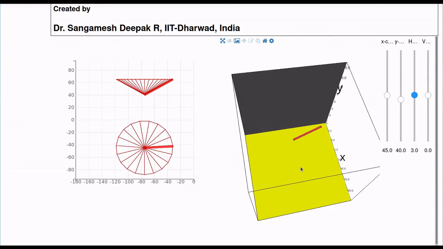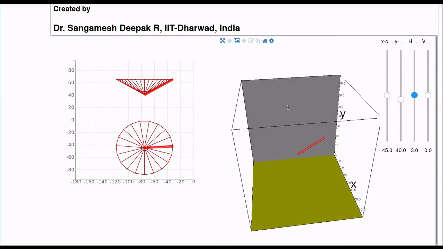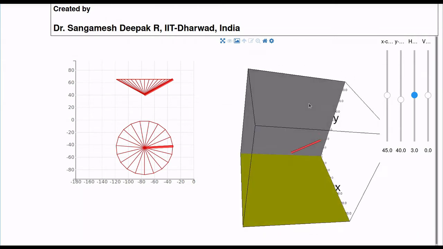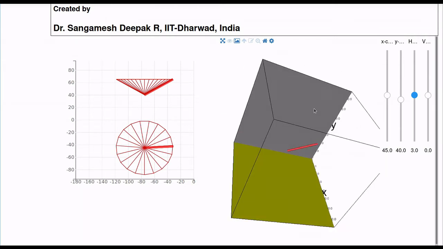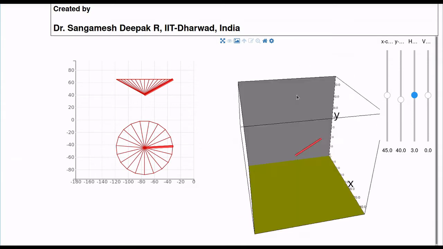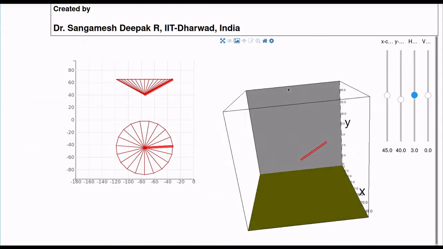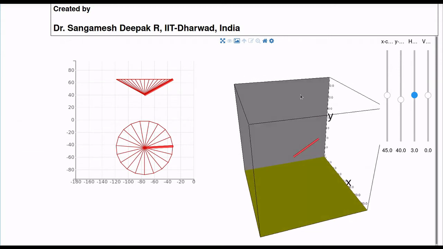Okay, and then the point that is below is actually A, and the point that is above is actually B. So then we said, okay, this is not the only configuration where the line makes an angle of 30 degree with the HP. Currently it is actually making 30 degree, but it is also parallel to VP. Okay, and we also said that when it is parallel to VP, you would be able to see its true length and true inclination. So here is the true length.